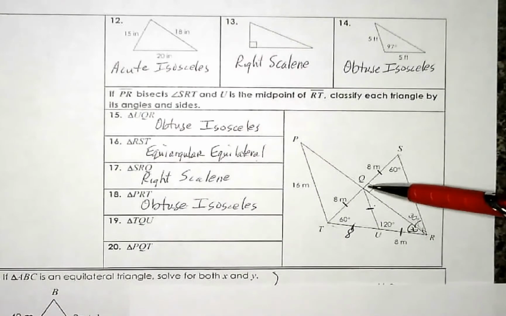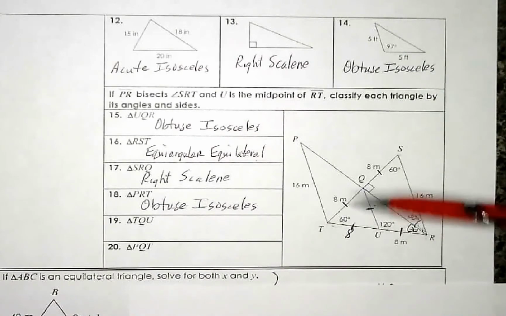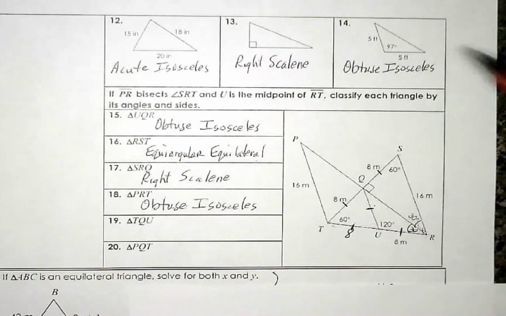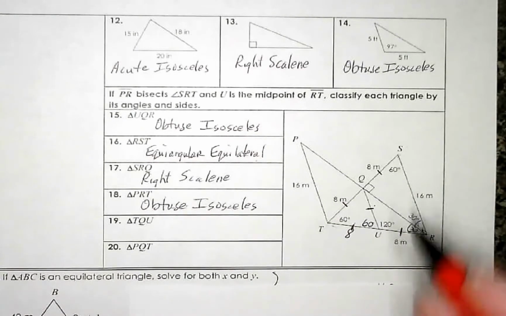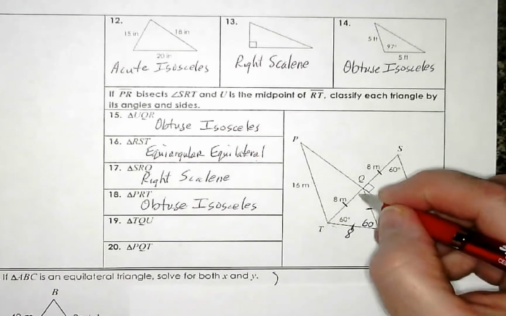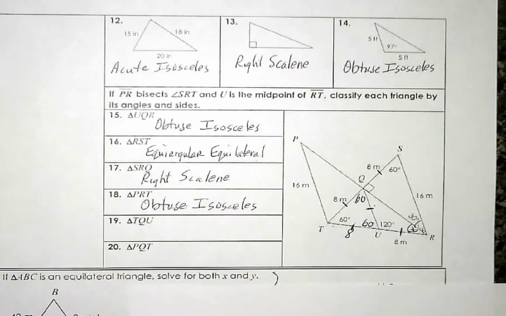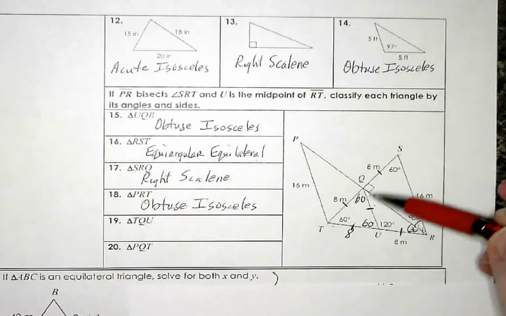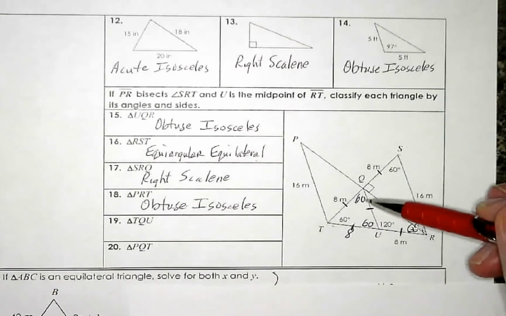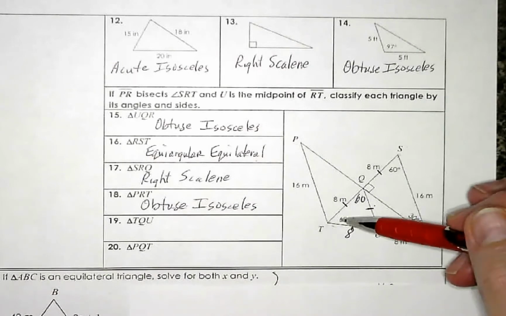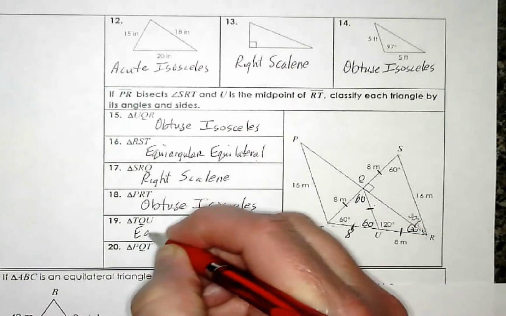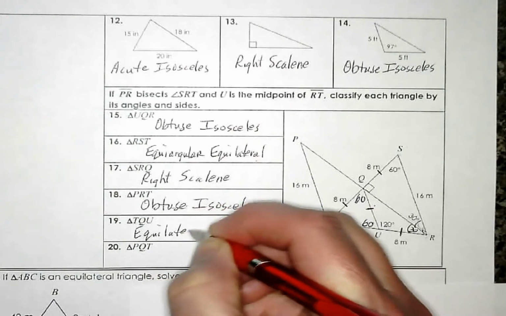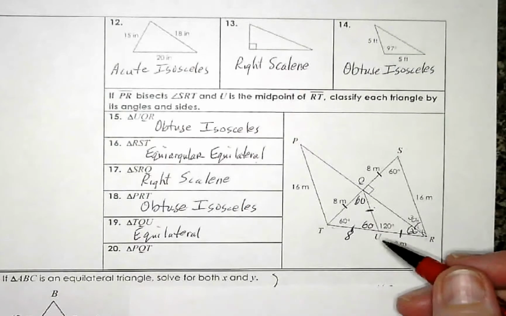TQU, T, Q, and U. So this little one here. Okay, you can see if 60 here, this is 120, so this is going to be 60 here. So at least that one's also going to be 60. So all 3 are equal angles and all 3 sides are equal. So we're just going to call it equilateral, but you know that if it's equilateral, you know it's also equiangular.